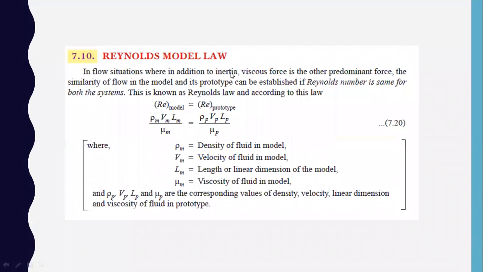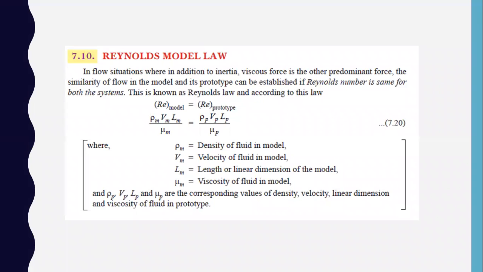Let us take the first one, Reynolds model law. In flow situations wherein, in addition to inertia, viscous force is the other predominant force, the similarity of flow in the model and its prototype can be established if the Reynolds number is the same for both systems. This is known as Reynolds law, and according to this law, the Reynolds number of the model will be equal to the Reynolds number of the prototype. The formula for the Reynolds number is rho V L divided by mu. Here m means model and p means prototype.